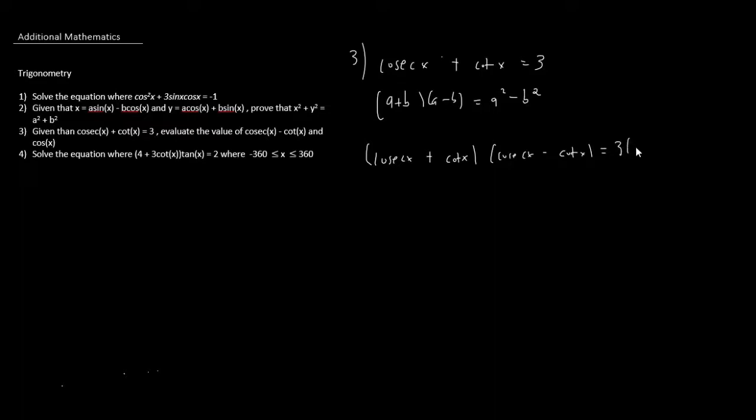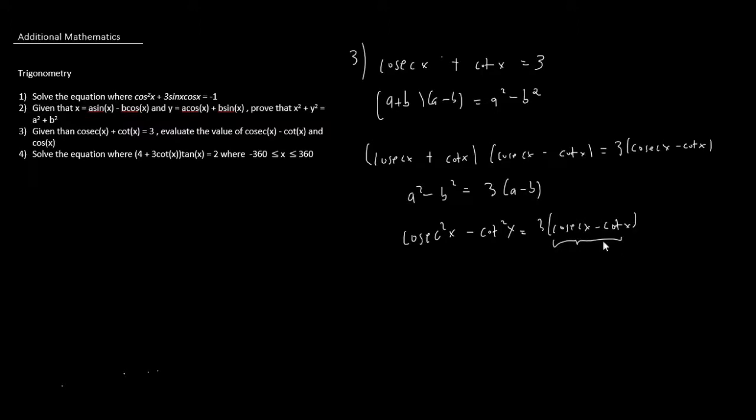So we have 3 times cosec x minus cot x. Alright, so here, in other words, it will be a squared minus b squared equals 3 times a minus b. Right? Alright, so let's just write it out first. We have cosec squared x minus cot squared x equals 3 times cosec x minus cot x. I realize this is what they want.